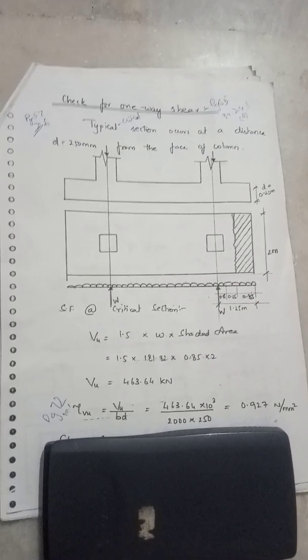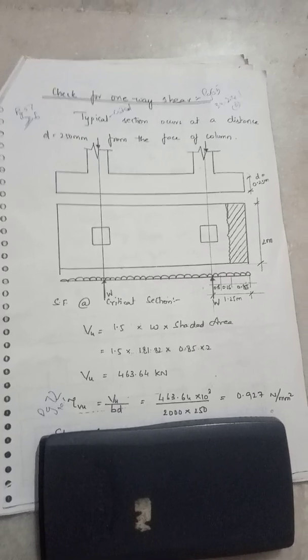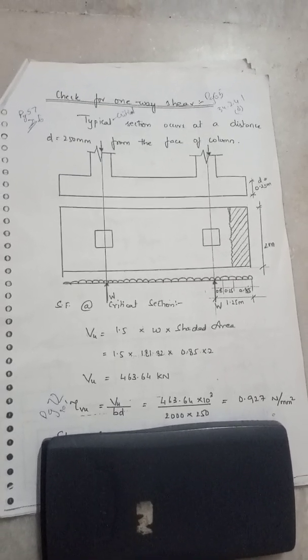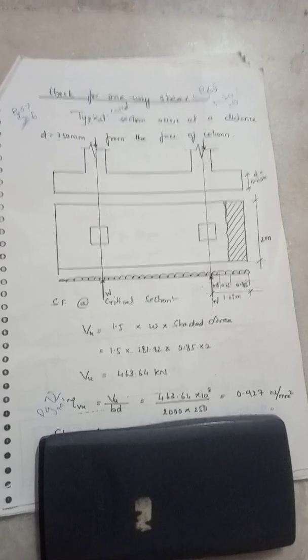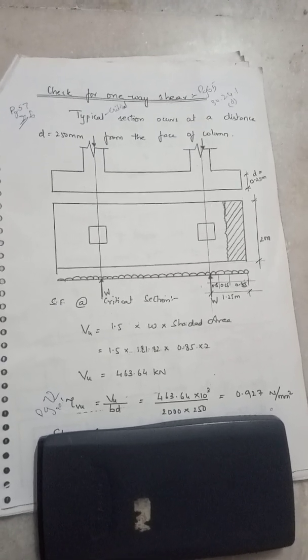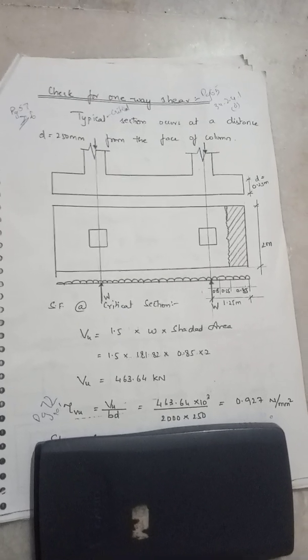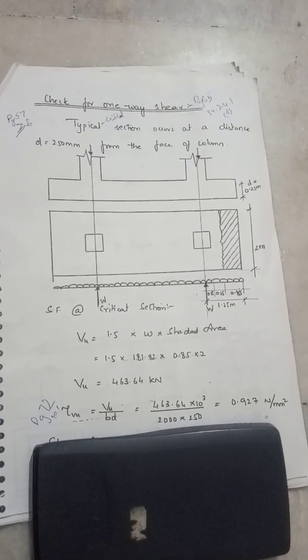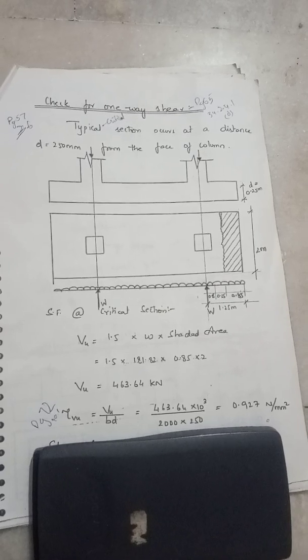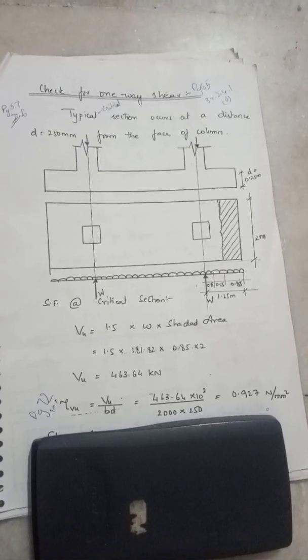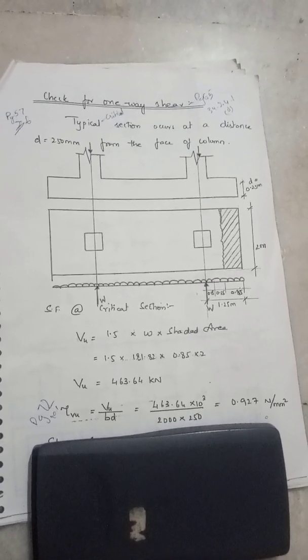After getting the three moments, we found out the depth of the footing. We took the highest moment and calculated D. After calculating D, the next step was to calculate the area of steel for three parts: the cantilever part, the middle portion, as well as the transverse section. Okay, now we have come to the check for one-way shear.